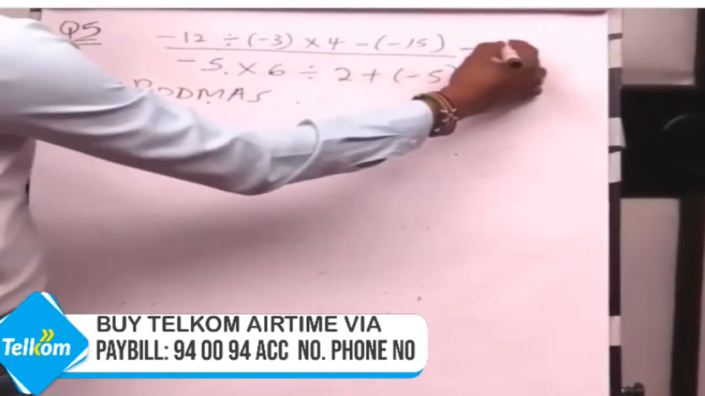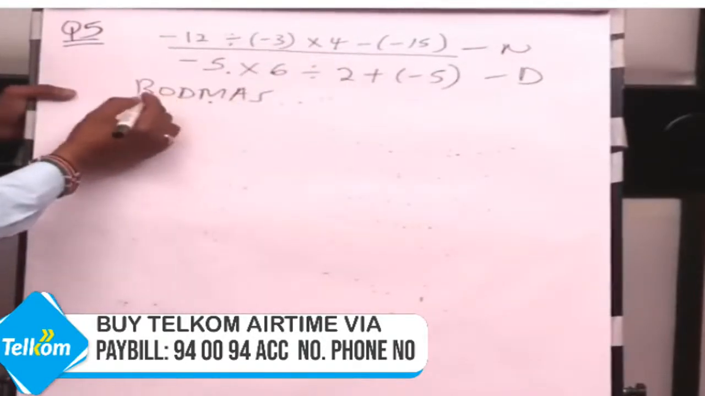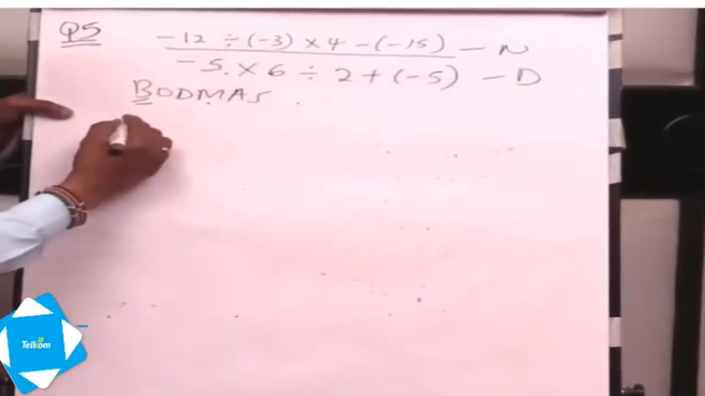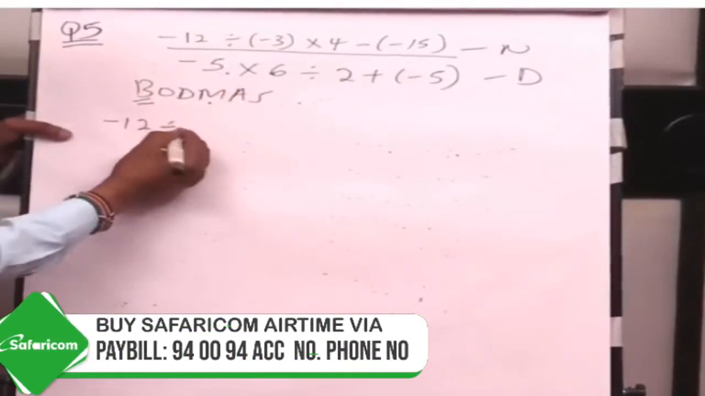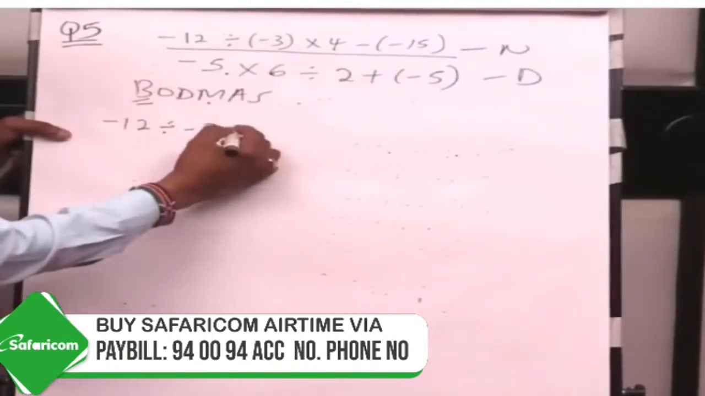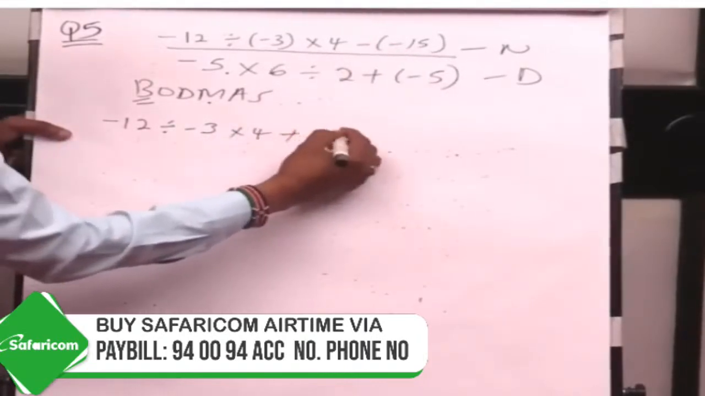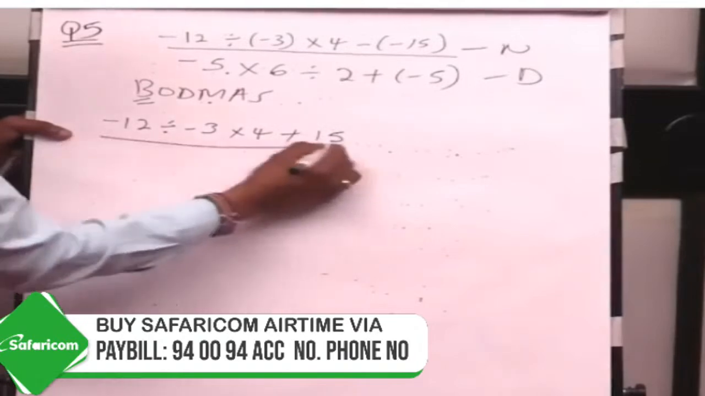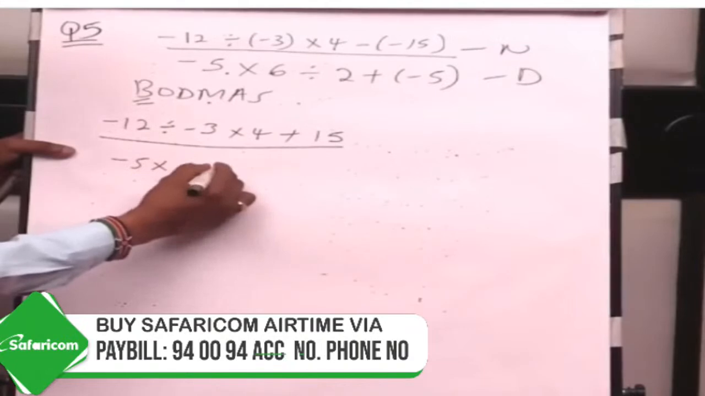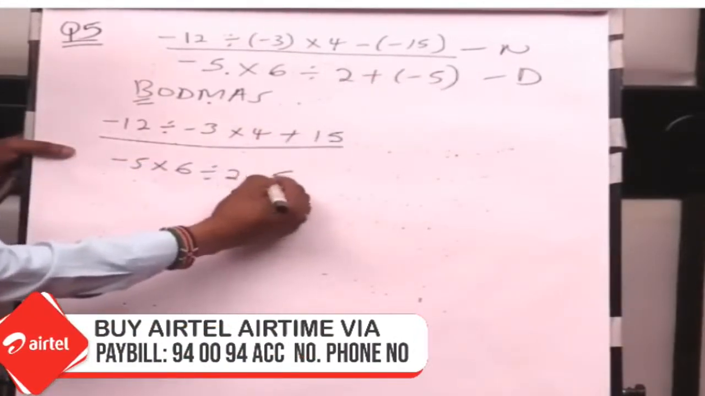So you solve the numerator, then you come and solve the denominator. So the numerator, applying BODMAS, we have brackets. Wherever there is a bracket, you open it up. So minus 12 divided by minus 3 times 4, minus times minus is plus 15. Then come to the denominator, minus 5 times 6 divided by 2, then plus times minus is minus 5.